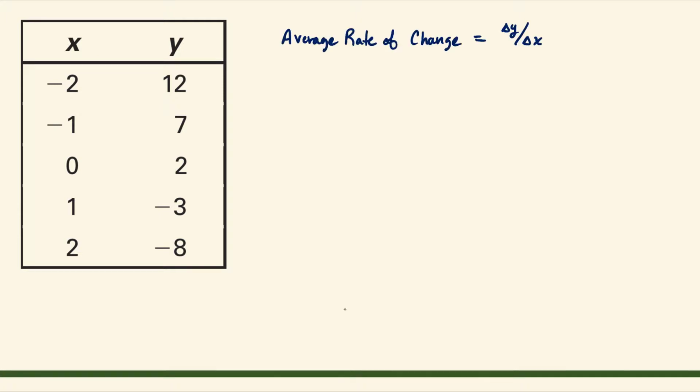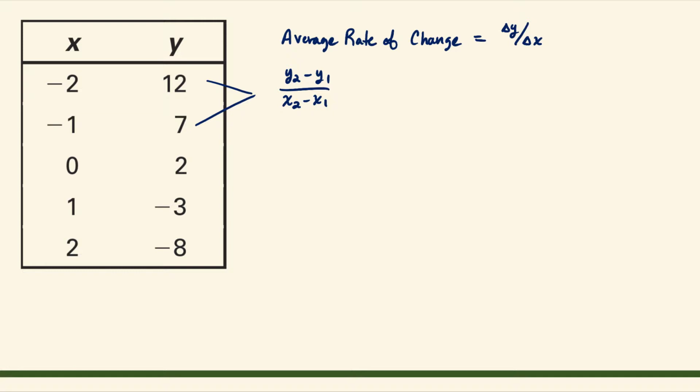To determine if this function is linear or nonlinear, we begin by calculating the average rate of change, or delta y over delta x, between consecutive data points. We will use the slope formula y sub 2 minus y sub 1 all over x sub 2 minus x sub 1 to calculate this average rate of change.